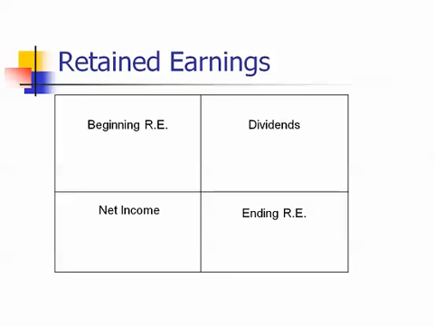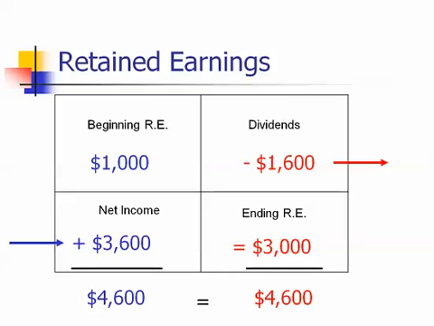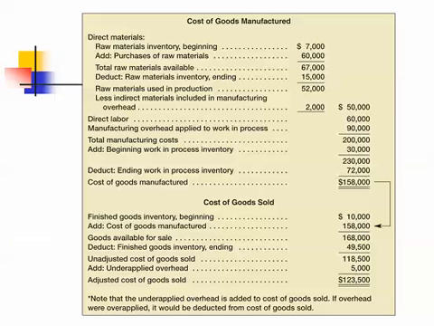Beginning retained earnings is $1,000. The company earns $3,600 in net income. This brings the total on the left-hand side of the box to $4,600. If the company pays $1,600 in dividends, the ending retained earnings balance will have to be $3,000. And again, the left-hand side and the right-hand side of our boxes must equal.